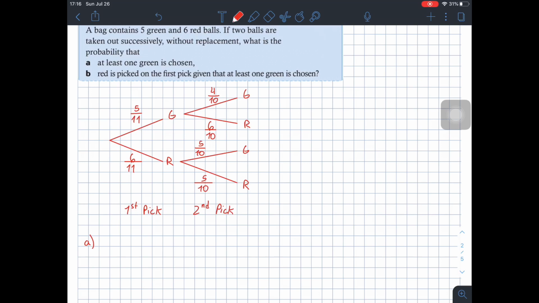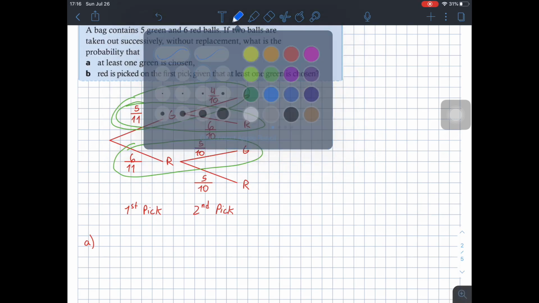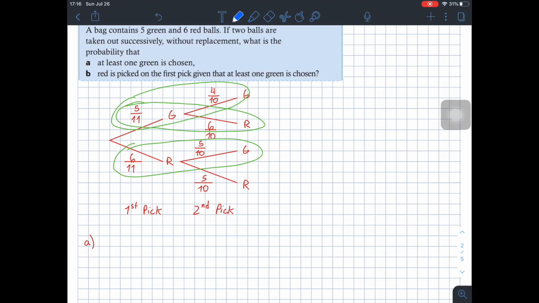At least 1 green, again, we can do the long way or the short way, right? The long way would be to identify all of the events which have at least 1 green, right? This path, for example, or this path, or this path over here. So we have 3 different alternatives for at least 1 green. Or if we want to do it the short way, we could just say it's 1 minus, like 100% minus the only alternative in which I do not pick any green, which is red, red, okay?